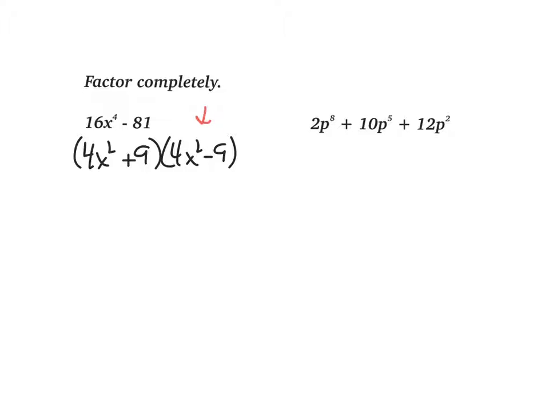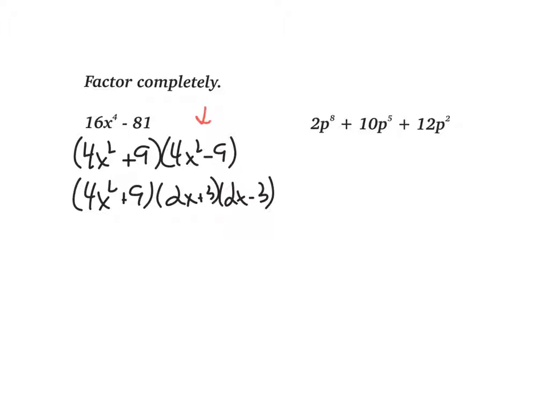This right here is another difference of squares, so you cannot factor a sum of squares, so 4x squared plus 9 stays there, but the 4x squared minus 9 you can break down to 2x plus 3 and 2x minus 3. All right, so that's factored completely. You just got to keep going so you cannot factor anymore.